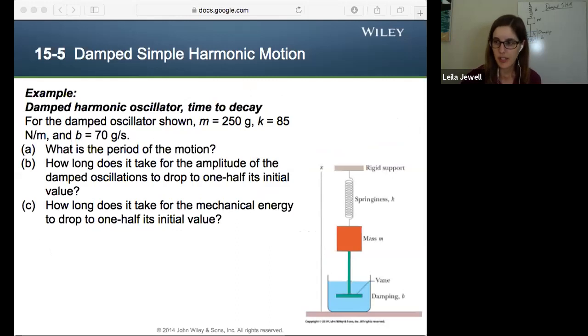Right, so I've already started to draw this, and I'm going to jot down these last parameters as things that we know. Actually, I can do it right on here. So m is 250 grams. k is 85 newtons per meter. And b is the 70 grams per second.